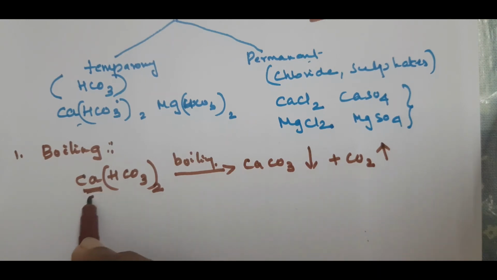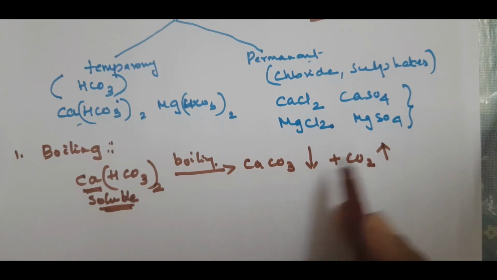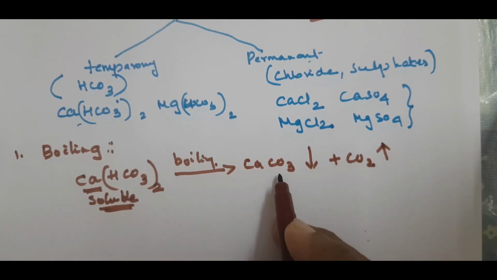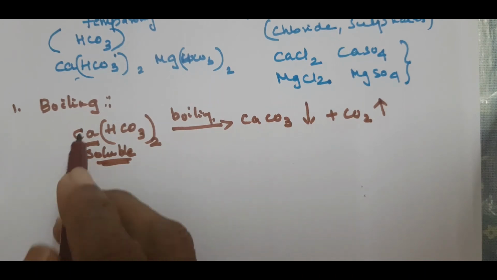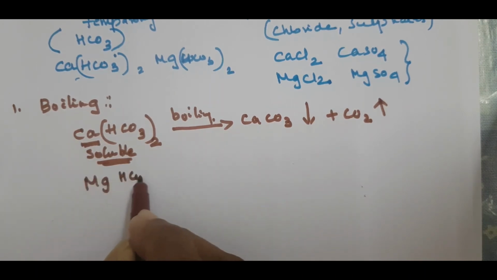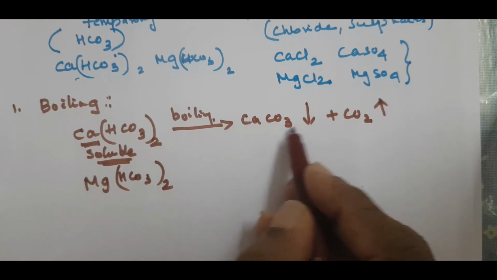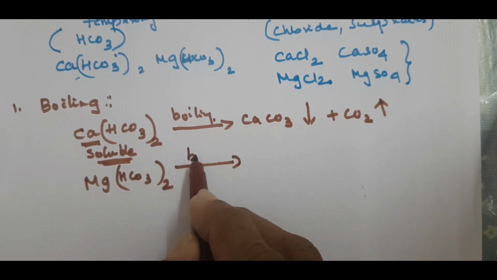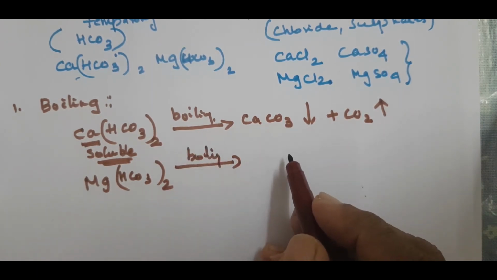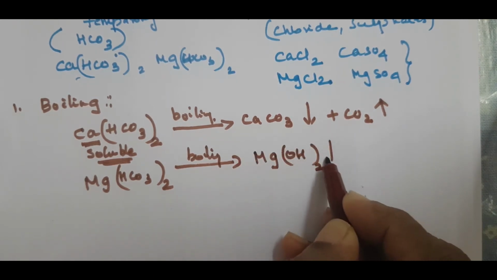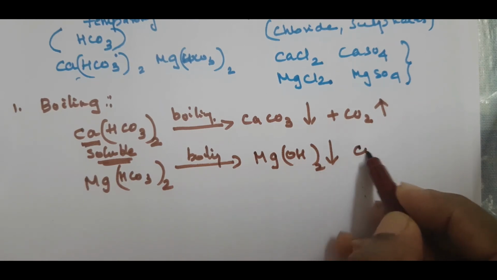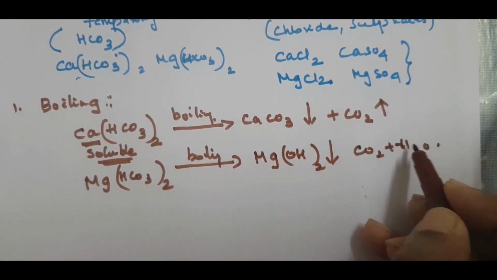Clear? And this is soluble, right? This is soluble and it becomes a precipitate and we can remove it. We can filter this precipitate and we will get soft water. Clear? Which is used for laundering, etc. and for drinking purposes, etc. Correct. Now, in calcium bicarbonate, calcium carbonate is precipitated. Now, in the case of magnesium bicarbonate, it is not getting precipitated as magnesium carbonate, but it is getting precipitated as magnesium hydroxide plus carbon dioxide plus water.